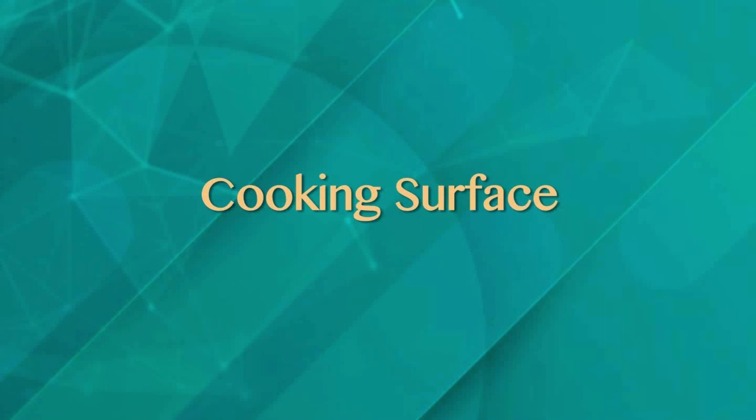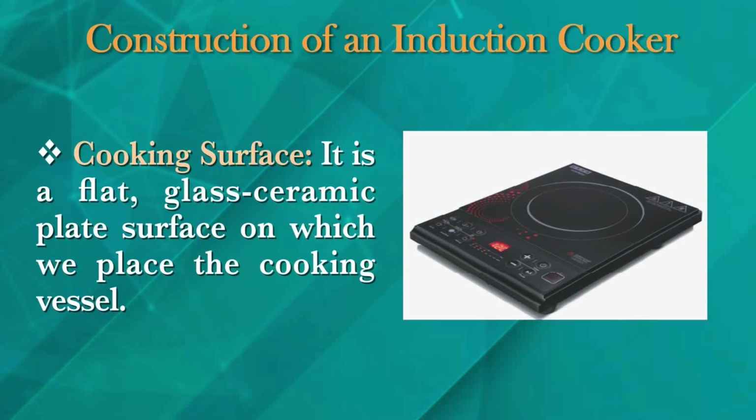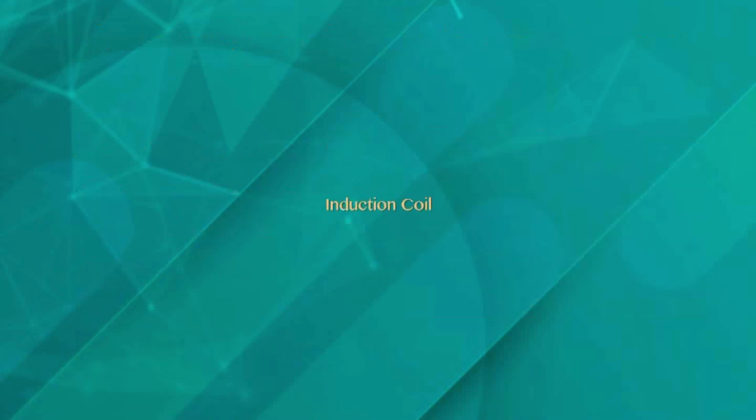Dear learner, let us now discuss the construction of an induction cooker. The main components of an induction cooker are the cooking surface. It is the area where the induction process takes place. It is a flat glass ceramic plate surface on which we place the cooking vessel.